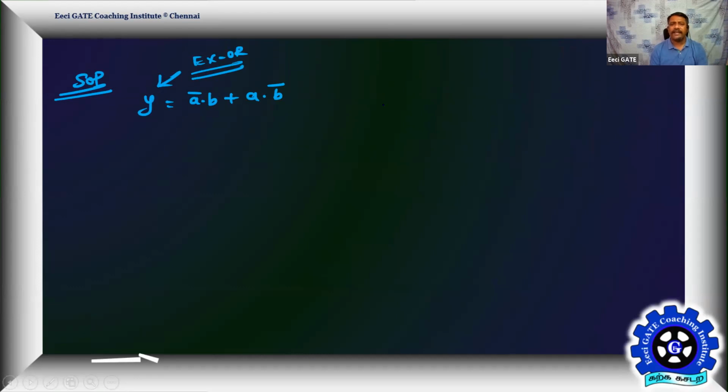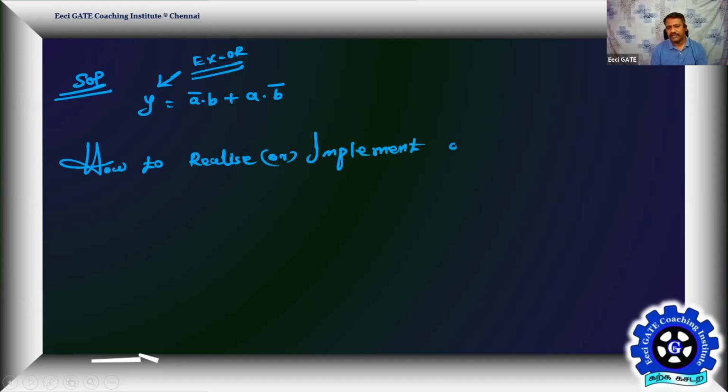We are about to build a DLD, which we call a combinational logic design. So how to realize an SOP function? Realize or implement using logic gates. Implement a sum of products function. Exactly, that's the beginning point of digital logic design: SOP realization using logic gates.